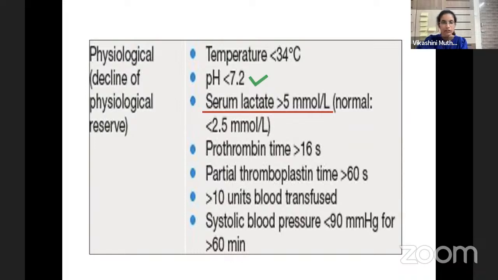And the other physiological indicators include prothrombin time of more than 16 seconds, partial thromboplastin time of more than 60, and if the patient has required more than 10 units of blood in a single day, and if the systolic BP is less than 90 mm for more than an hour. So again, it was given as 80-60. All these 3 were given in the options. So the odd one out was the injury severity score of 38, which is not included.